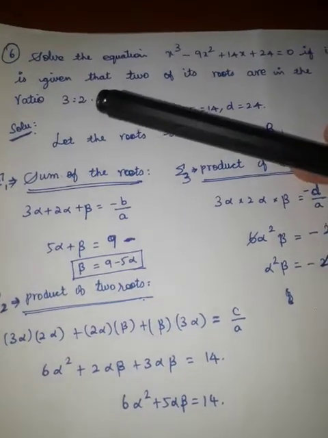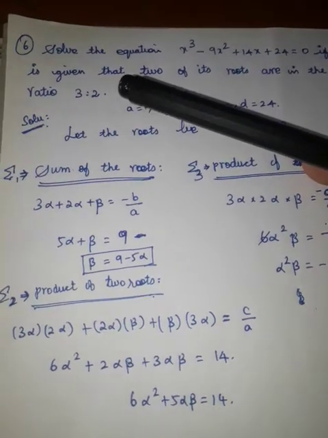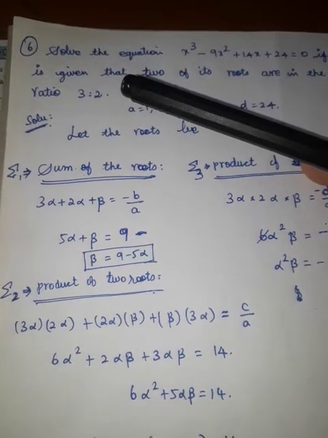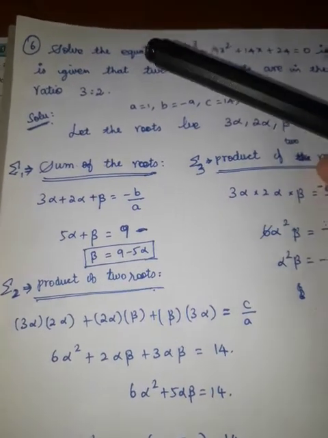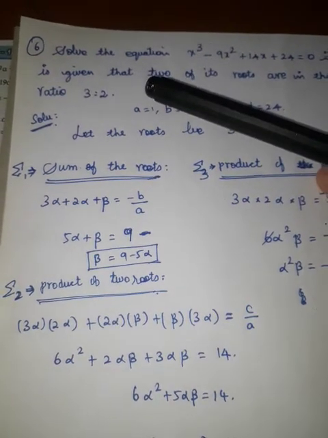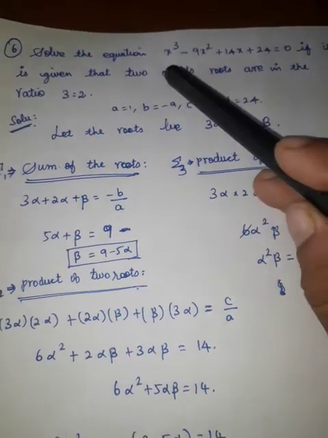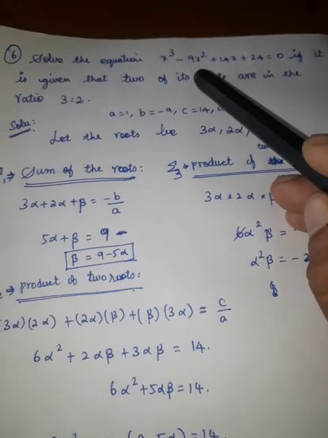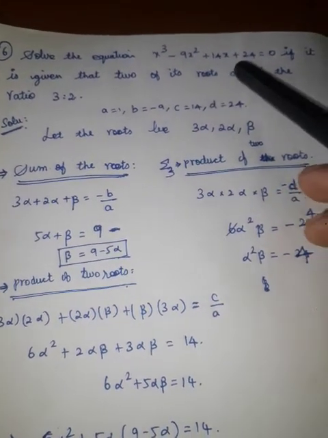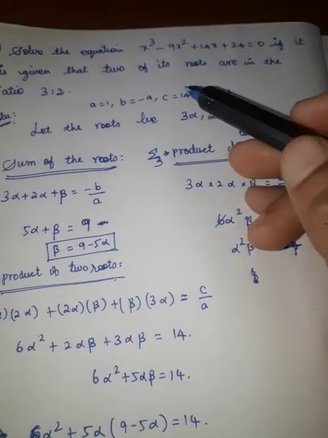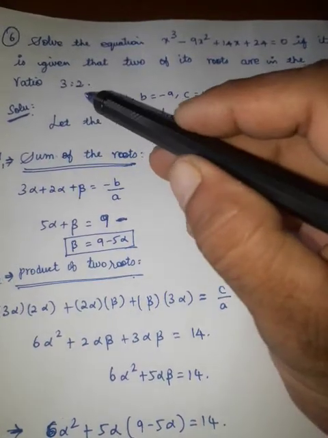Today we are going to learn about the third chapter. We already saw the first exercise, Exercise 5. So now we enter the sixth sum. Solve the equation x cube minus 9x square plus 14x plus 24 equal to 0, if it is given that two of its roots are in the ratio 3:2.